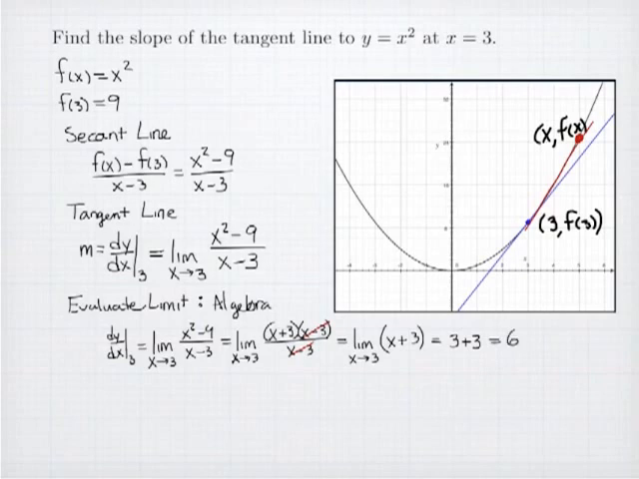Notice that as soon as I evaluated the limit and replaced the x by a 3, I stop writing the limit. The limit is there to remind me I need to take a limit as x goes to 3. Once I do, I stop writing the limit. And so we found it. The slope of our tangent line is 6.